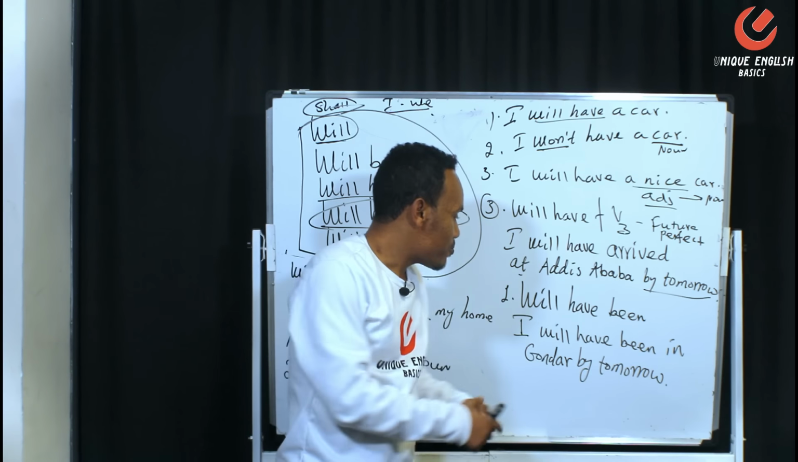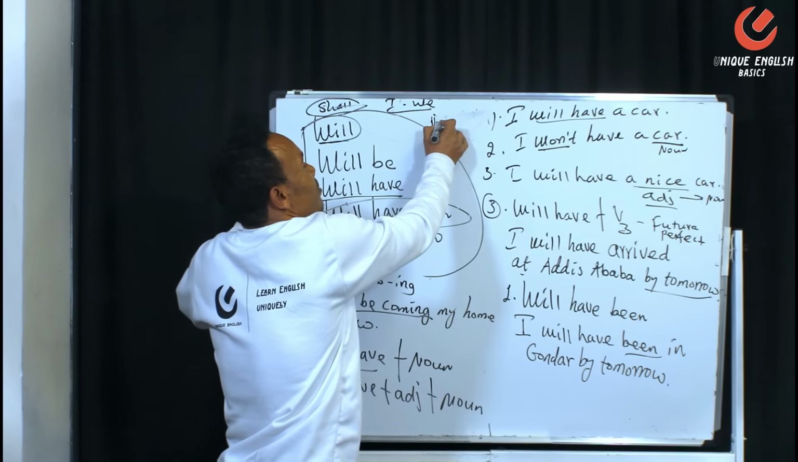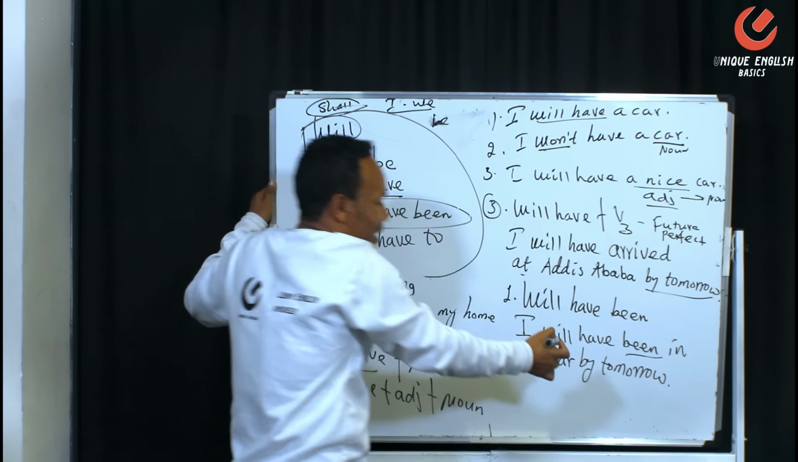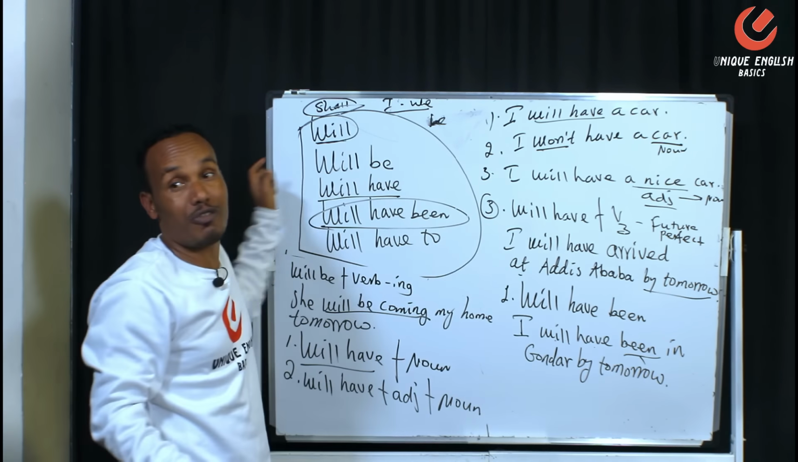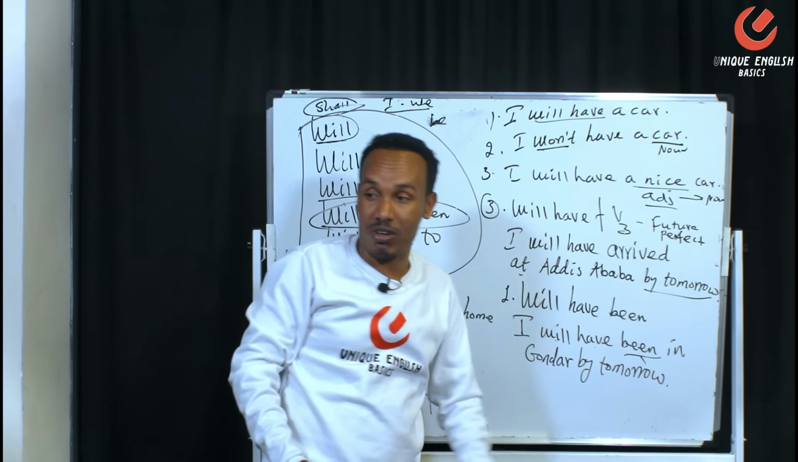Do you understand me? ስለዚህ ይሄ verb 3 የቢ verb 3 የverb to be verb 3 ይሄ verb b የሚባለው የቢ verb 3 ማን ነው? Been. ቢን አይደለም እንዴ? ስለዚህ will have with verb 3 ምን ይባላል እናልኩ? future perfect tense ይባላል። ስለዚህ I will have been in Gondar by tomorrow ምን ማለት ነው?